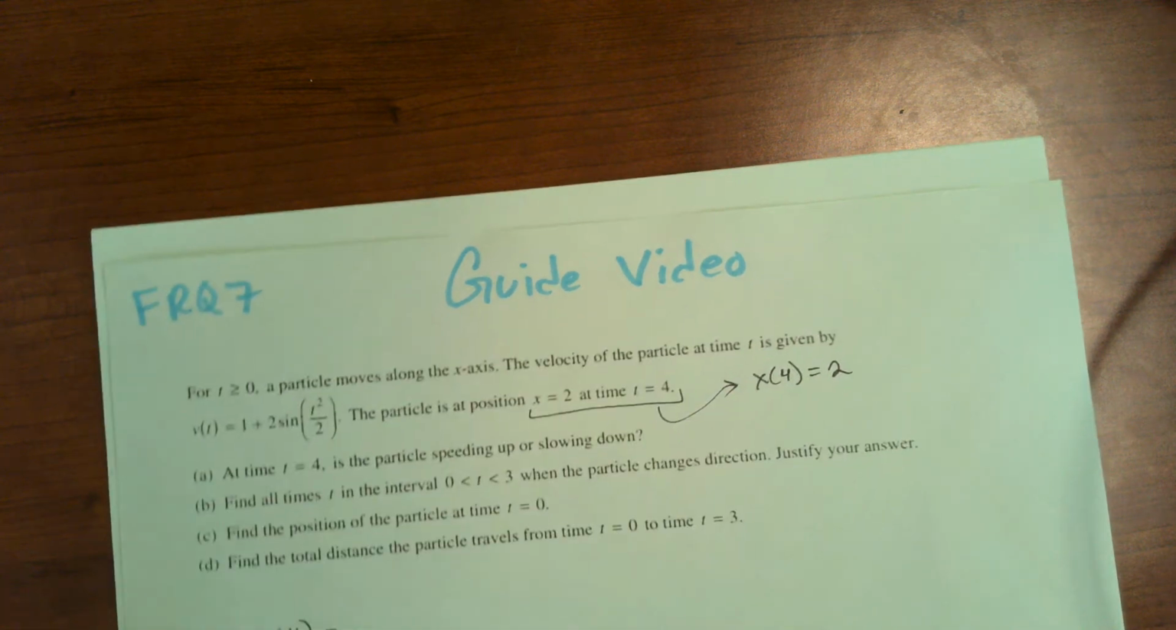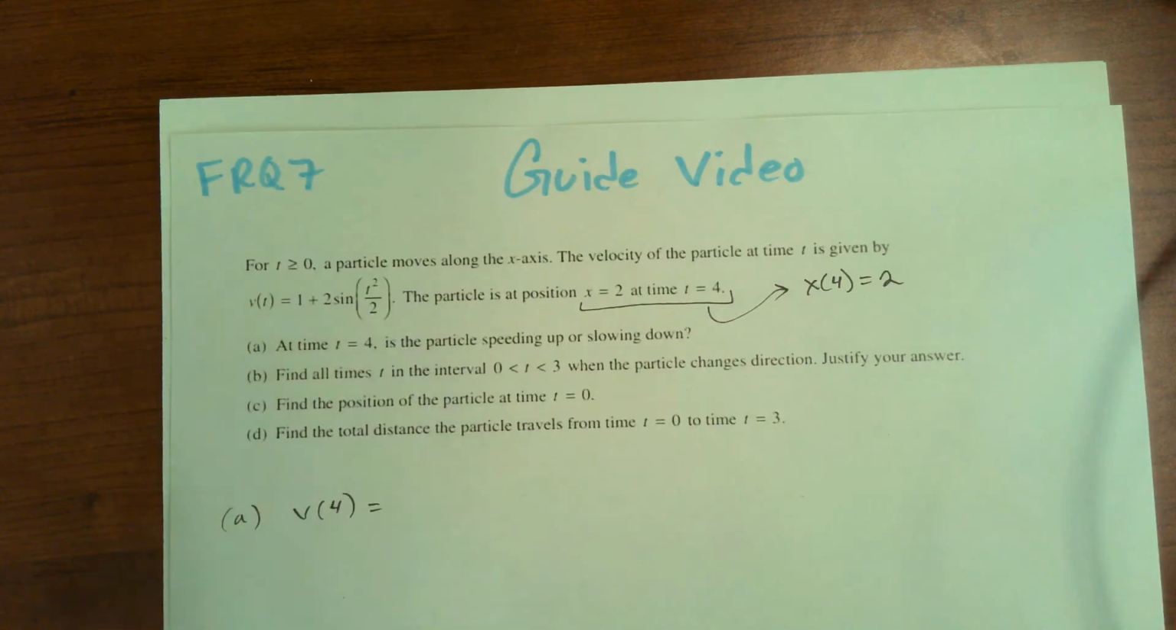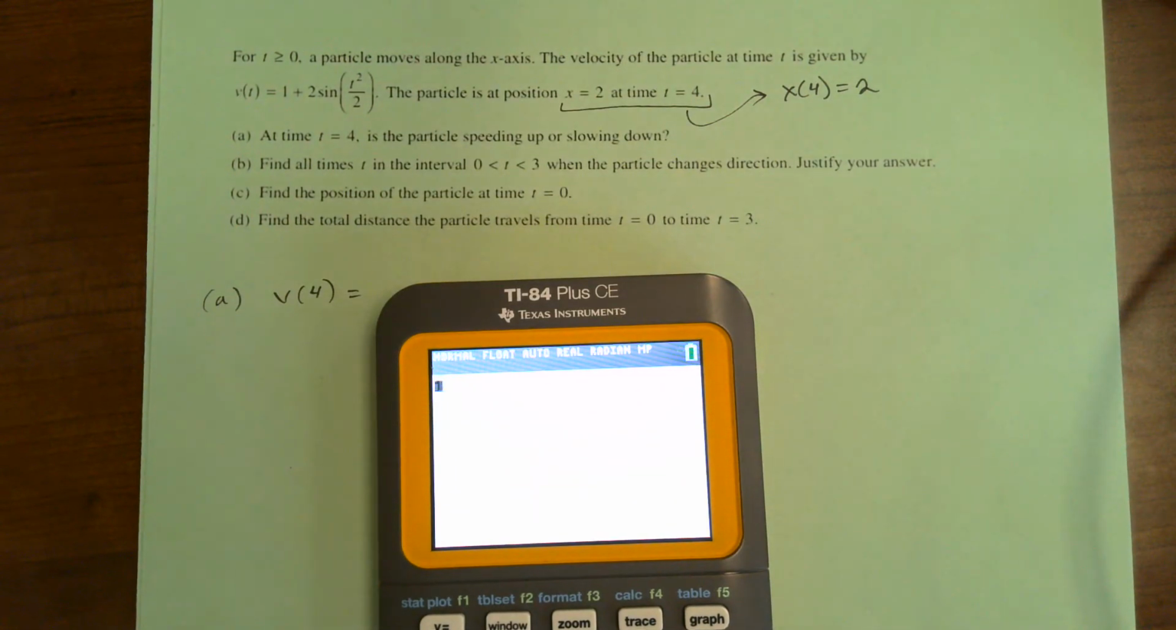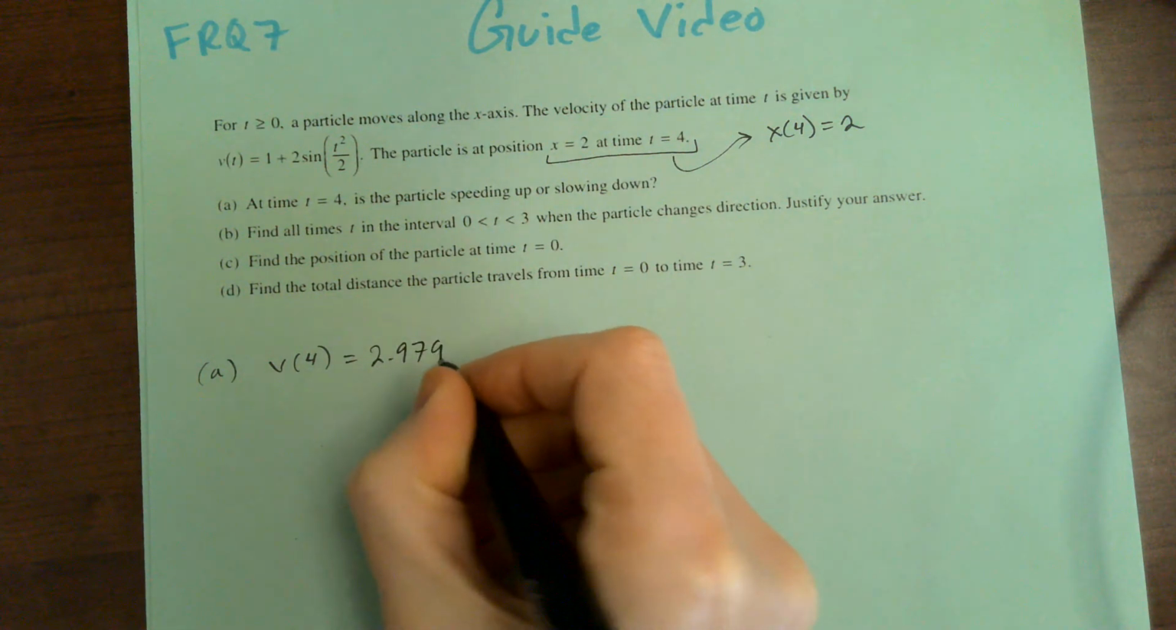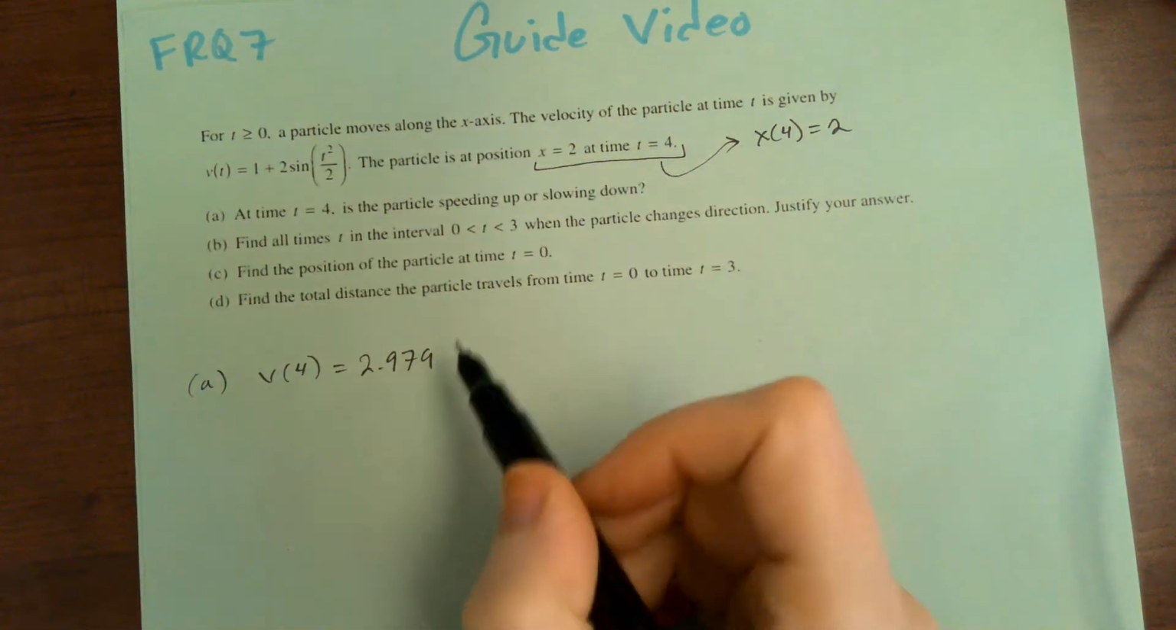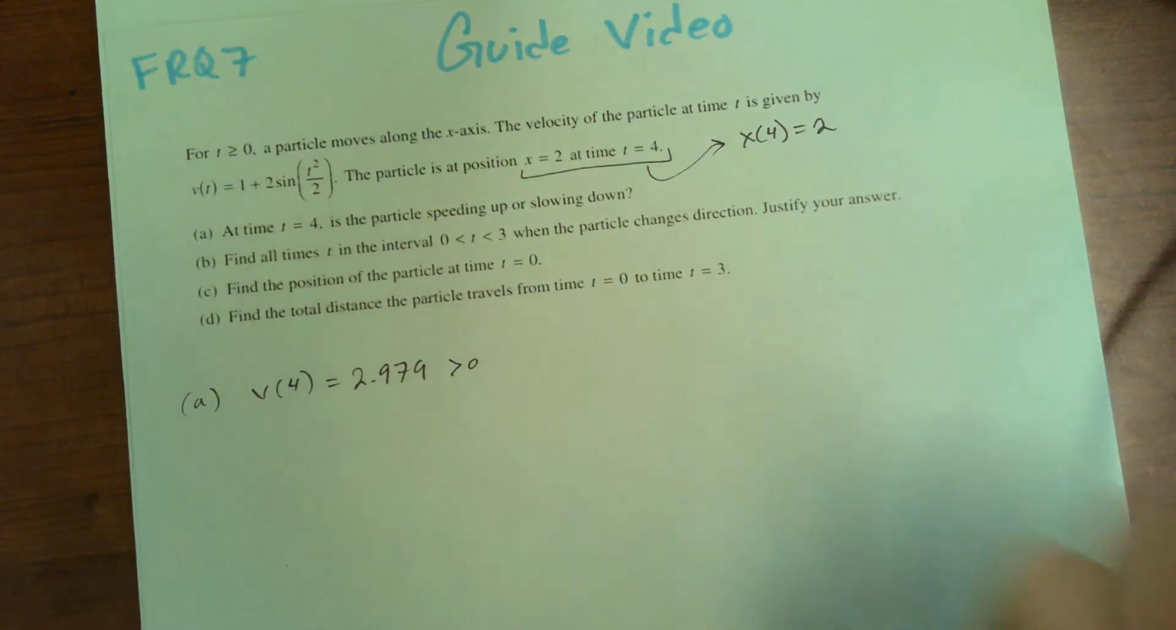So the velocity at time 4, you're just going to plug 4 into there. So I go 1 plus 2, make sure you're in radians, sine of 16 over 2. That gives 2.979. And this is greater than 0.